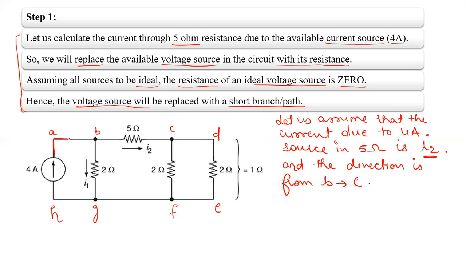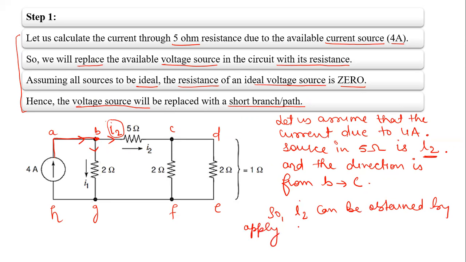This means the current will come to this particular junction B and divide into two currents here. So this current is, let us say, I2 here. Our objective is to find I2. What can we use? We can apply the current division rule. So I2 can be obtained by applying the current division rule at junction B.